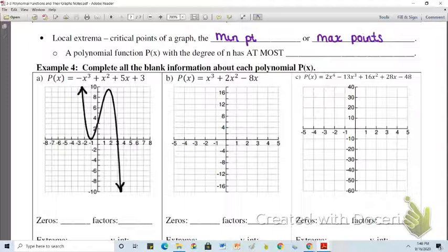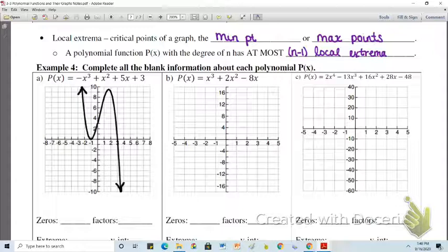So a polynomial p of x with a degree of n has at most n minus 1 local extrema. Please put a star or highlight or a note by this concept. This is always on my test for this unit, where if I give you, let's say, a 5th degree function and ask you how many local extrema can it have, you would say 4. It's always 1 less than the degree. Does that mean it has to have 4? No. But at most, it can have 4.